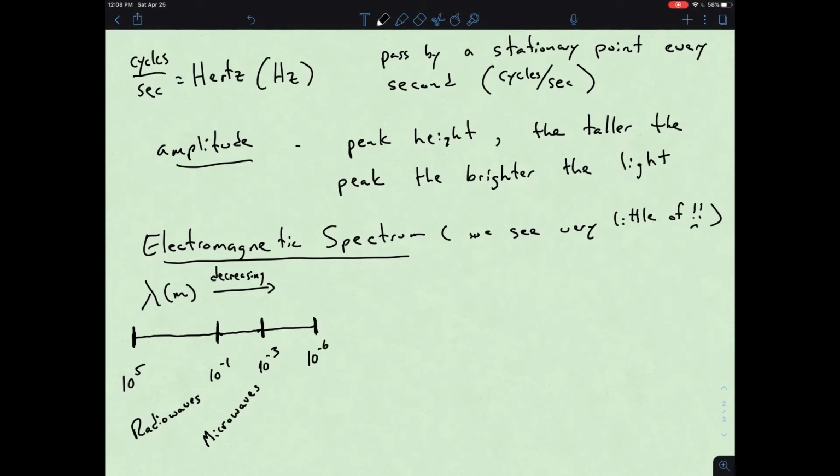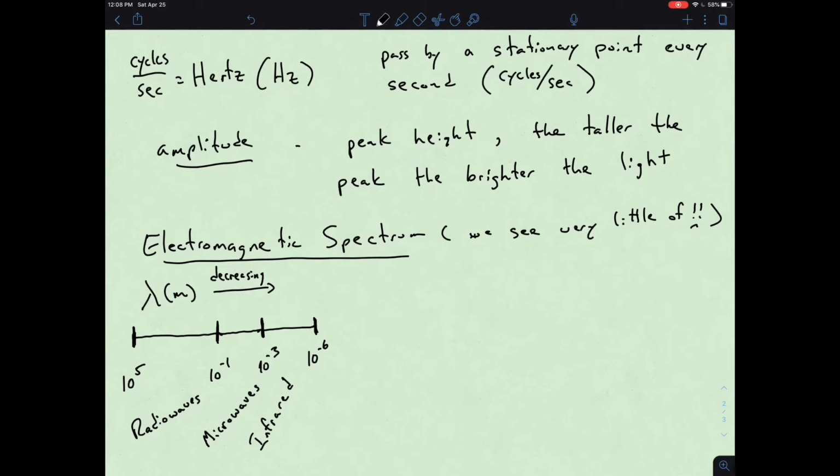We then get between 10 to the negative 3 and 10 to the negative 6, and now we're looking at infrared. A lot of technologies, from cell phones to remote controls, have a lot of infrared technology, sending signals, or sending energy essentially, to flip a switch. So we have that infrared region.